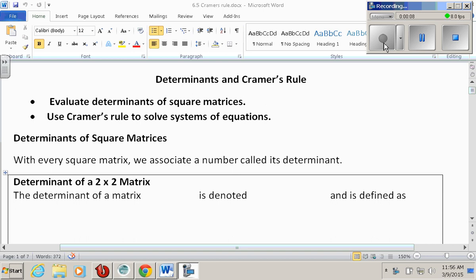Today we're going to be talking about determinants and Cramer's rule with matrices. All right, so we do have two different objectives that we'd like to reach. We're not going to get them all done in one day. It will be a 2-day lesson, so there will be a second part to this video. So the first objective that we'll probably get through today is how we evaluate determinants of square matrices. We'll save Cramer's rule for tomorrow's lesson.